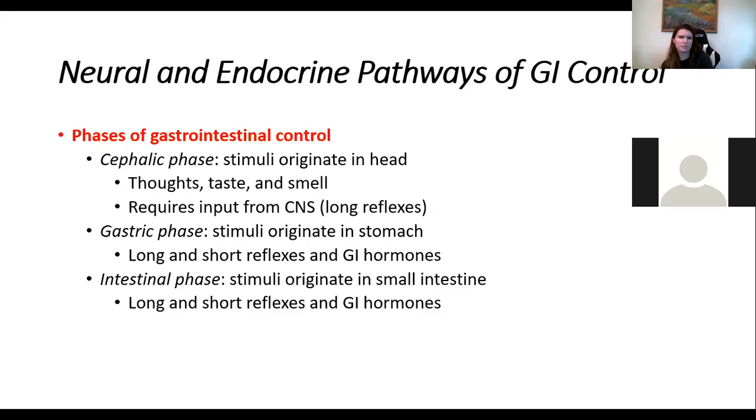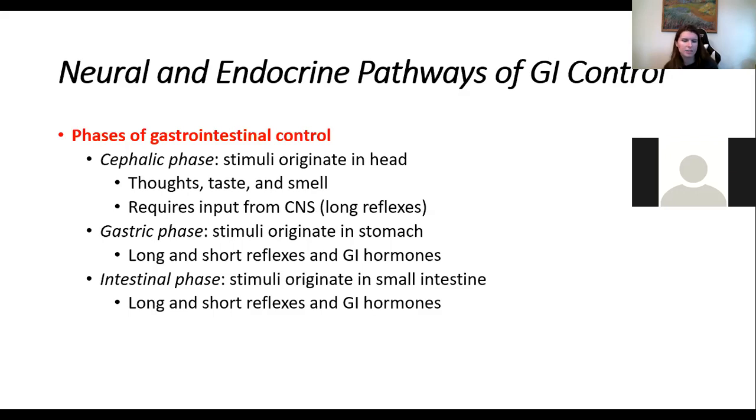So sometimes we refer to these as different phases of gastrointestinal control. So it's the cephalic phase if we're thinking about stimuli that originate in the head. And by the head, we really mean your sensory organs, right? And your brain. So if you're just thinking about how much you want lunch, like I am right now, that's part of the cephalic phase. So sometimes you can get hungry just by thinking about food.